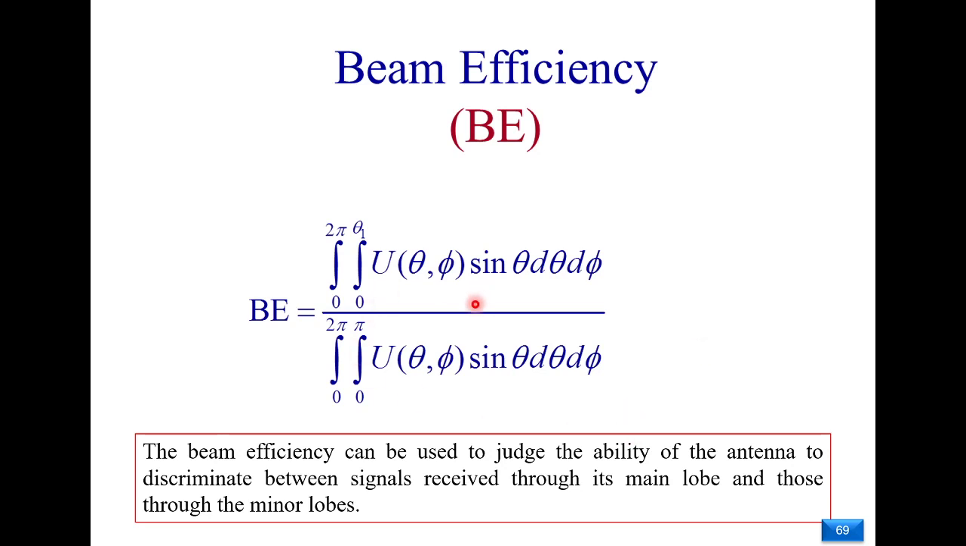The beam efficiency is the total power radiated in a certain section divided by the total radiated power. So the beam efficiency can be used to judge the ability of the antenna to discriminate between signals received through its main lobe and those through the minor lobes. If we take theta 1 to be the first null, this is the total power concentrated in the main lobe compared to the total power. So the higher the better.